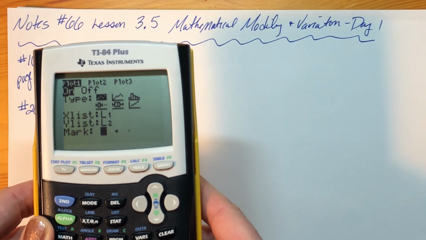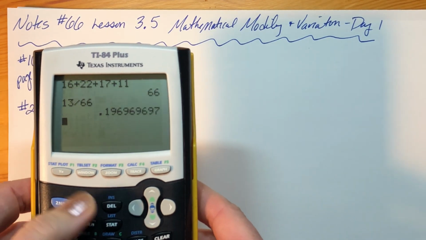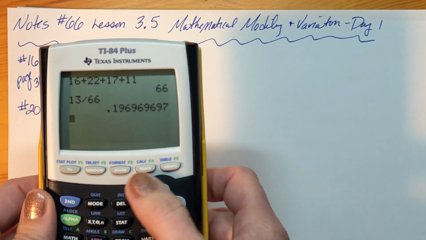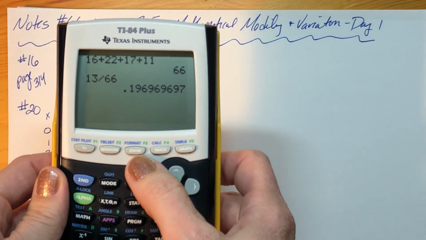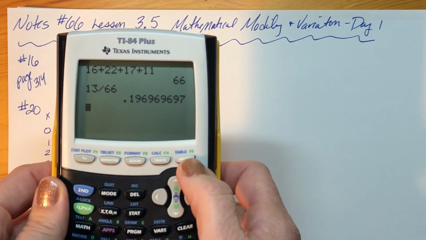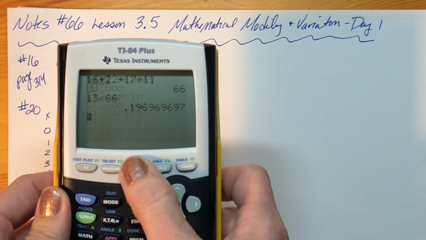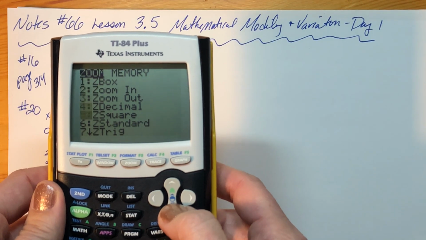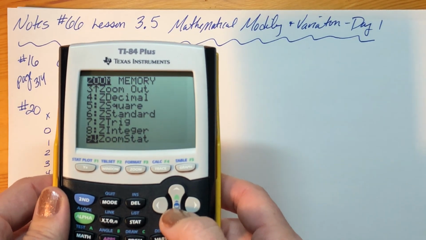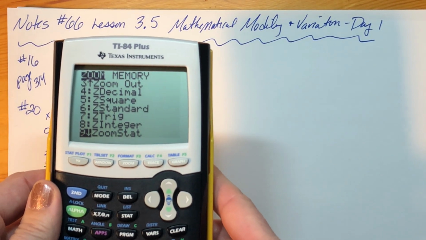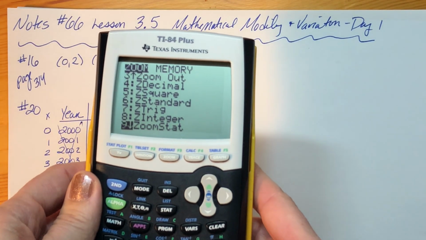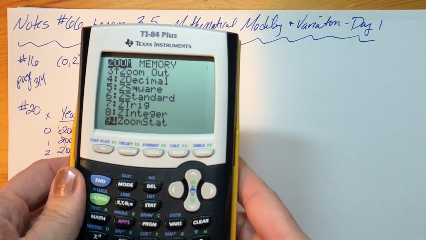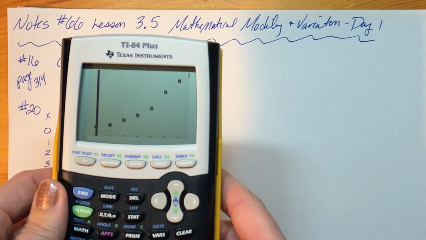Okay, so I quit this mode and I want to graph it. Now, fight the urge. Instead of using graph, you're going to go to zoom and go all the way down to number 9, zoom stat. Hopefully you're trying this along with me on your calculators. And there is the scatter plot.